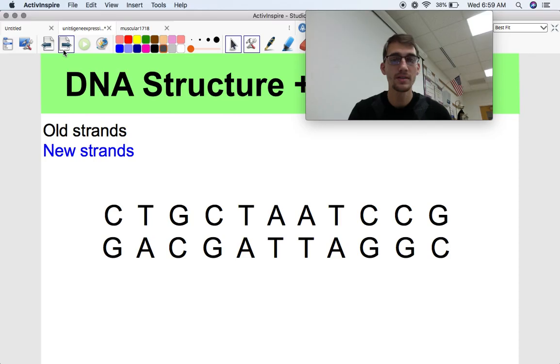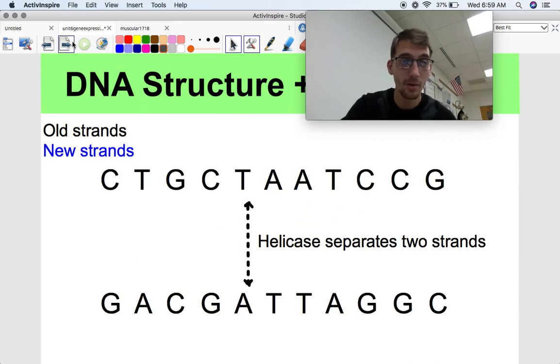Okay, so this is what it looks like. Here's our two old strands. I have those in black, and then the new strands will be in blue. All right, so here's what DNA replication looks like. Here's the same exact set of nucleotides that we had earlier. There's the complementary strand right along with it. Helicase is going to separate out those two strands so they're not bonded to one another anymore.